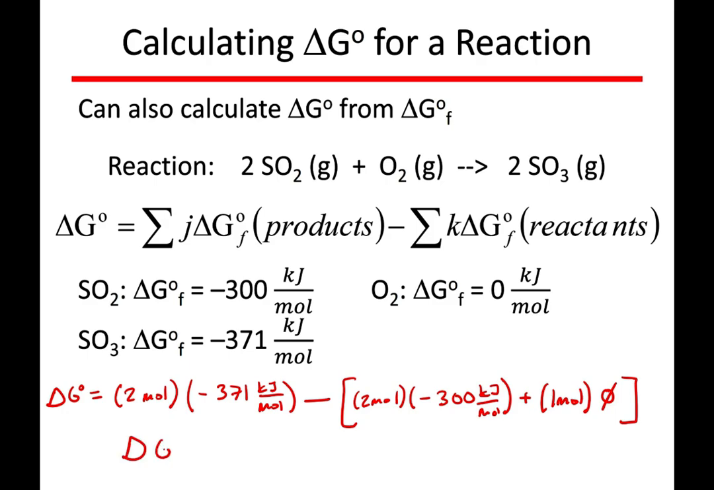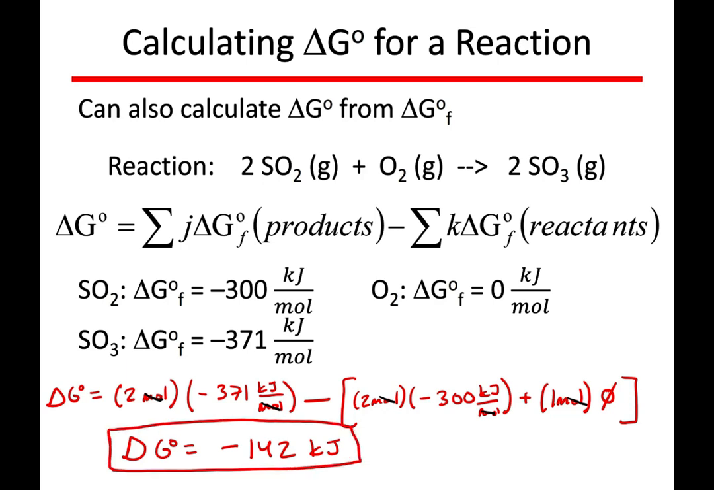So when you go to calculate the standard delta G for this reaction, all the moles cancel out and you're left with only kilojoules. And the value that you get when you plug in the numbers is negative 142 kilojoules. So you can say that at standard conditions, this reaction is spontaneous.